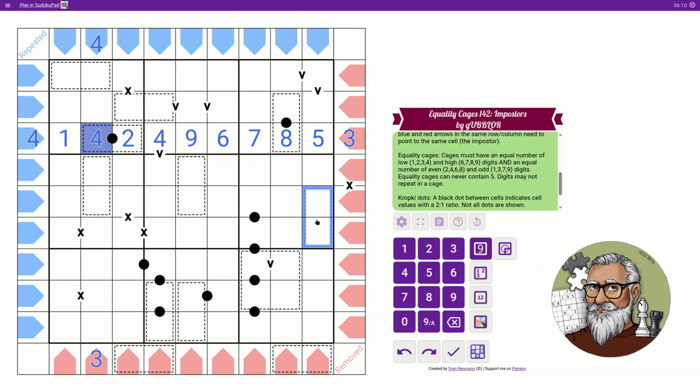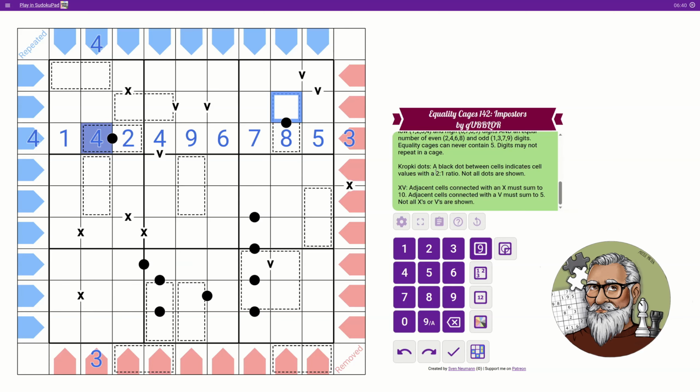So this one would have to have 1 high, 1 low, and 1 odd, 1 even, and this one would have 2 of each, right? I think we've done quite a few of these. So if this was correct, this one is high and even. So this one would have to be low and odd. So this would be 1 or 3, right? Of course, this doesn't work because of the kropki dot here, but this is just an example.